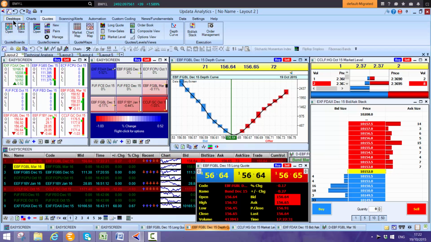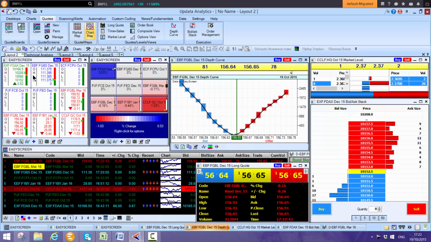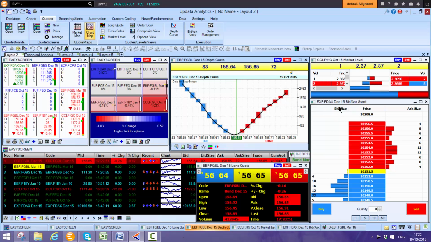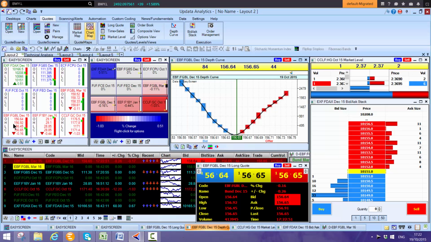It's very simple software, just like you would expect with Microsoft Excel, the same sort of layout of ribbons and menus. And here there's lots of different quotes screens available to you. So you can have quote boards, market maps, depth curves, market level screens, and here we even have the mini charts just running. So this is all sitting on top live on the Easyscreen data.